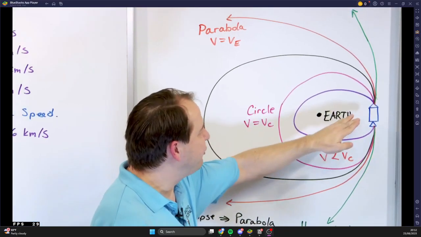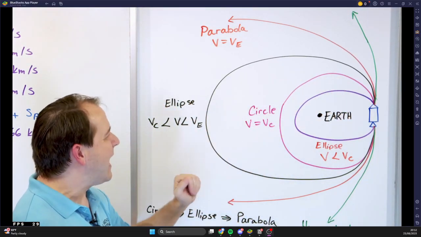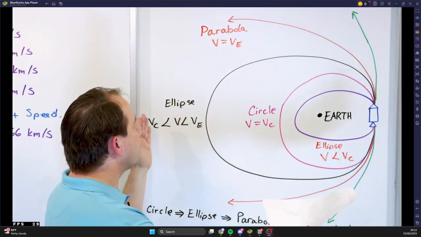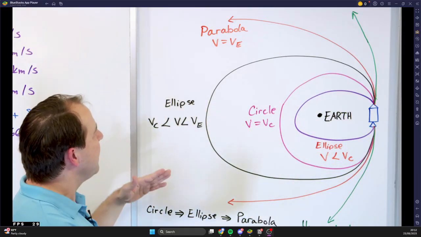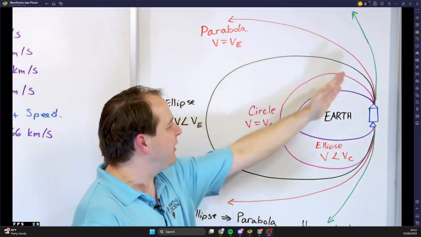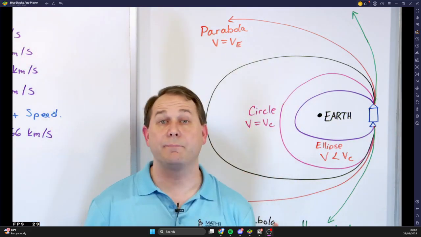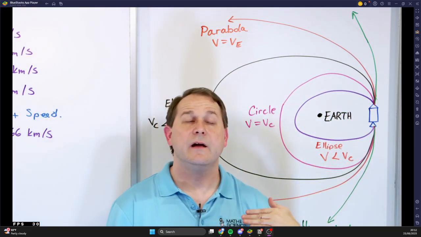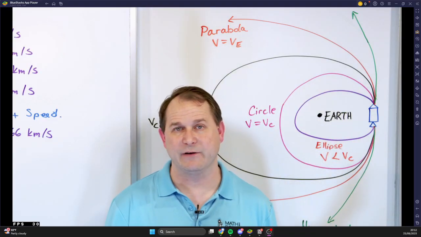A low amount of energy is a small ellipse. A little bit higher is called a circle. Higher than that is called a larger ellipse. More and more energy gives bigger and bigger ellipses. Eventually you get to the escape speed, in which case it's not an ellipse at all anymore. It's called a parabola. And beyond that, it's called a hyperbola, when you have velocity greater than the escape velocity.